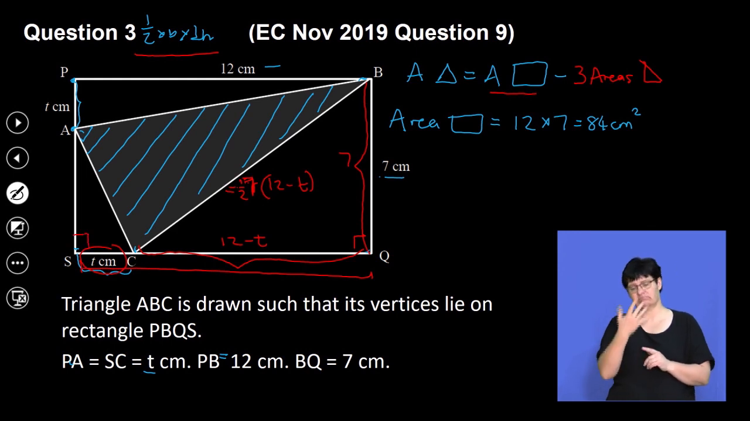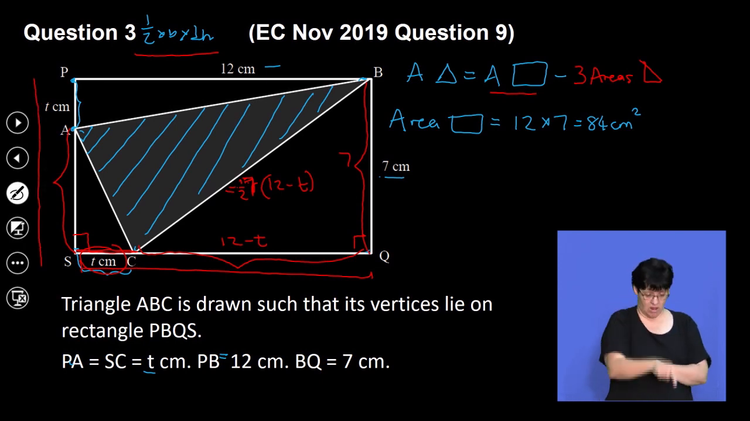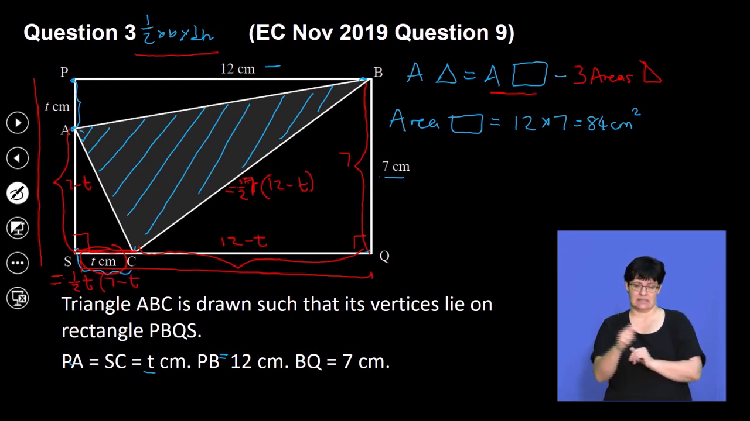All right, this little triangle over here is also a right-angled triangle. So this base is t, and the perpendicular height, which is that length over there, is the whole breadth of the rectangle minus the t. So that is 7 minus t. Okay, so the area of that triangle is equal to a half times t times 7 minus t.